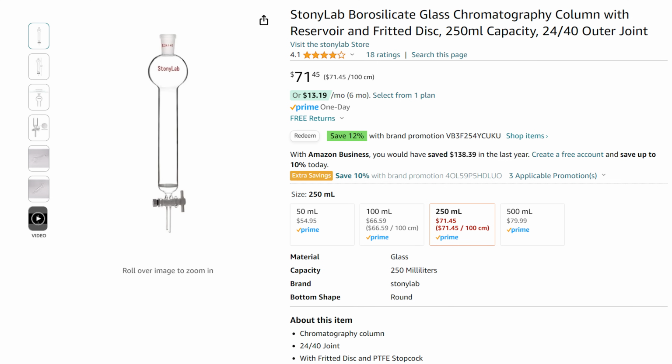And actually, column chromatography at home really isn't that expensive. You can buy a column directly on Amazon, and it's really not that expensive, and you can get them even cheaper than this. I mean, how much more can HPLC cost?